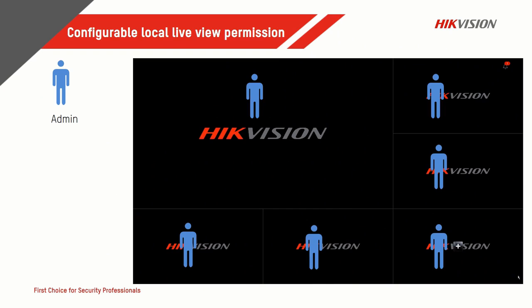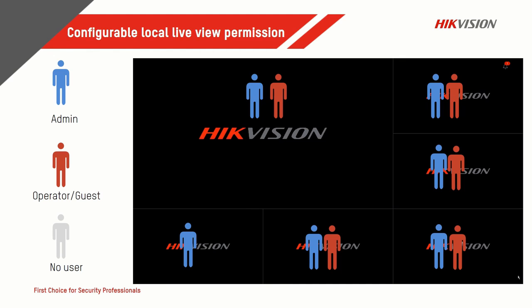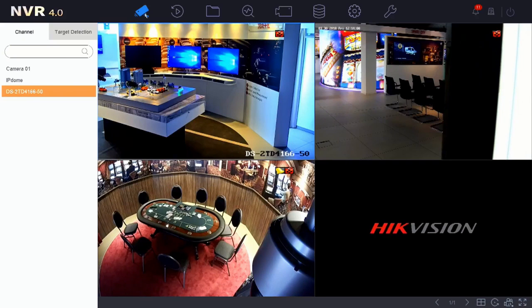Next topic I would like to explain is the local live view permission. Normally when we log in as an administrator, we can see all channels on the NVR. If we log in as an operator or guest, we might only want to see a part of them. When we log out, normally we're not able to see any image, but now we have a no user account. We can set the no user. So when we log out, we still are able to see some of the images that we selected.